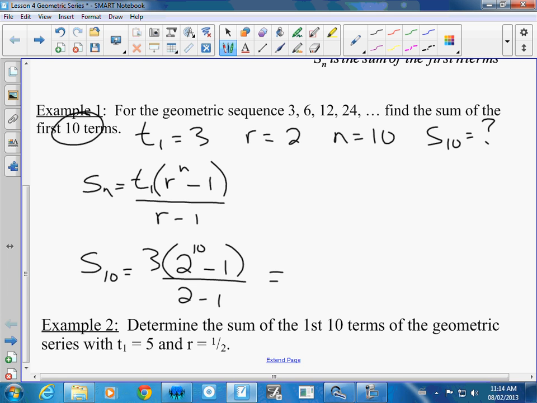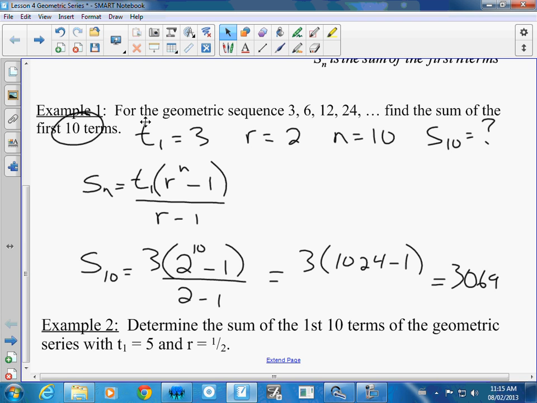All right, 2 to the exponent 10 is 1024, minus 1. Let me write out the numbers here just so we have it for the example. 1024 minus 1 is 1023, times 3 is 3069. Is that right? 3069. That one's easy.